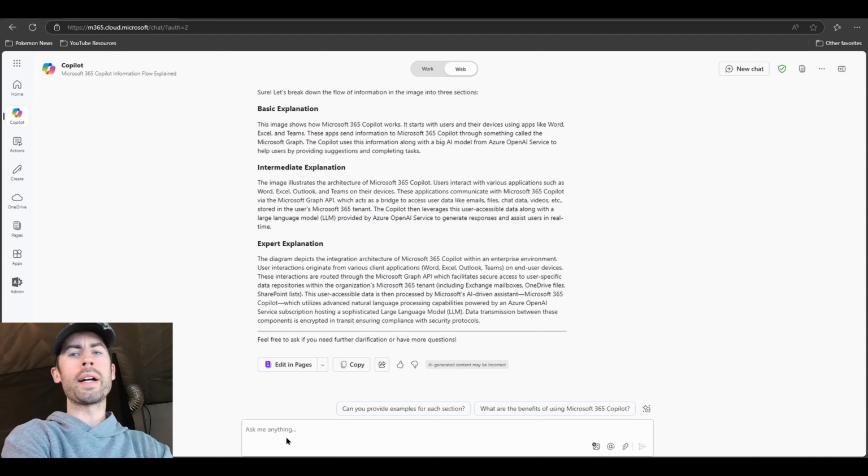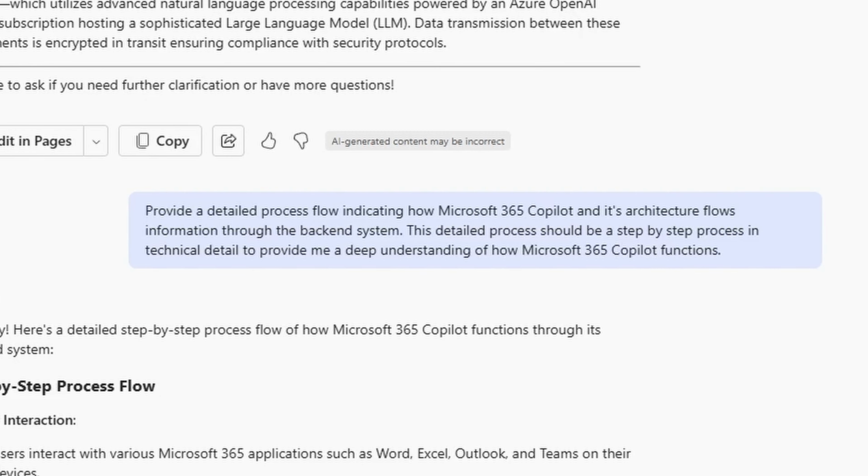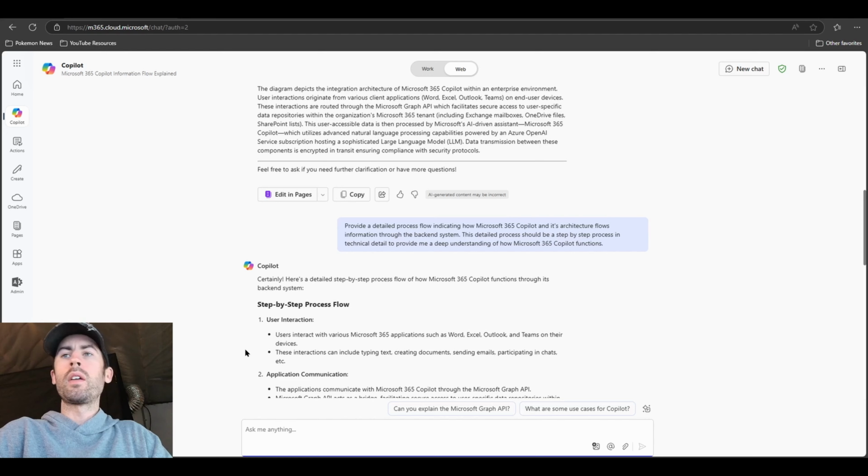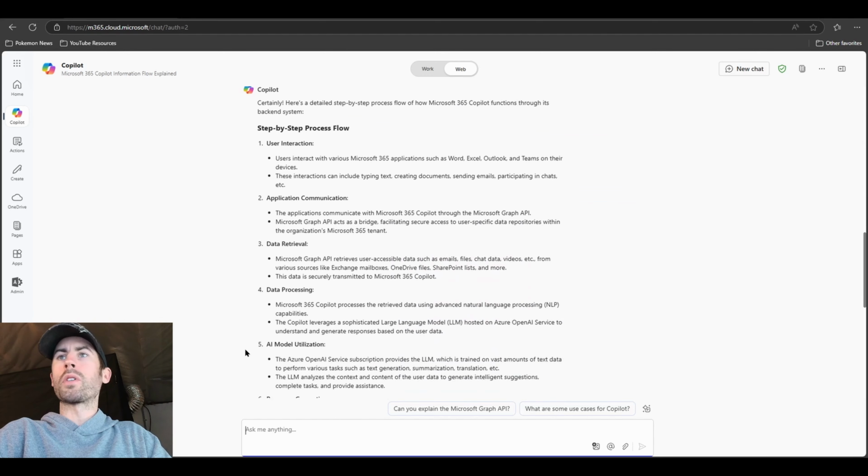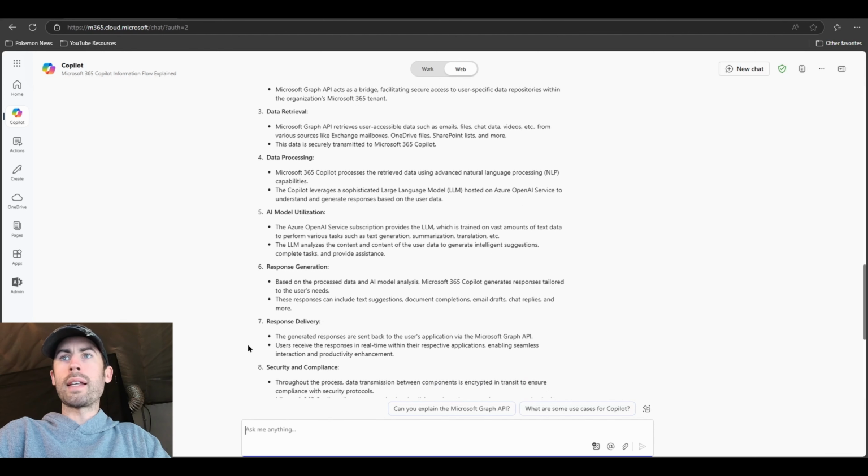I could ask something along the lines of provide a detailed process flow indicating how Microsoft 365 Copilot and its architecture flows information through the backend system. This detailed process should be a step by step process in technical detail to provide me a deep understanding of how Copilot functions. And then we can see the step by step process flow. It all starts with your user interaction and how you directly leverage applications to connect to the Microsoft 365 Graph API to pull data from your Microsoft 365 tenant. That data is then retrieved, it is processed. The AI model directly is leveraged via Azure OpenAI services to understand that particular information.